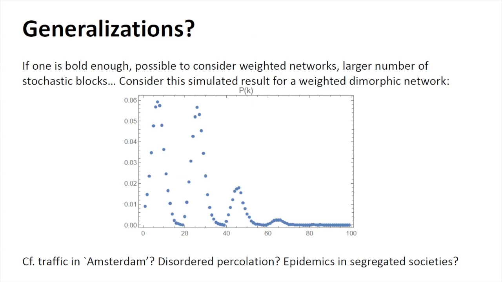So I like to think this is traffic in Amsterdam. Imagine a fictitious city with a horseshoe type structure. It's very quick to get around the horseshoe, but then imagine a lot of crowds on the few bridges that connect them. You're going to see this structure in the average amount of time it takes to get from point A to point B. This also is a model for disorder percolation.